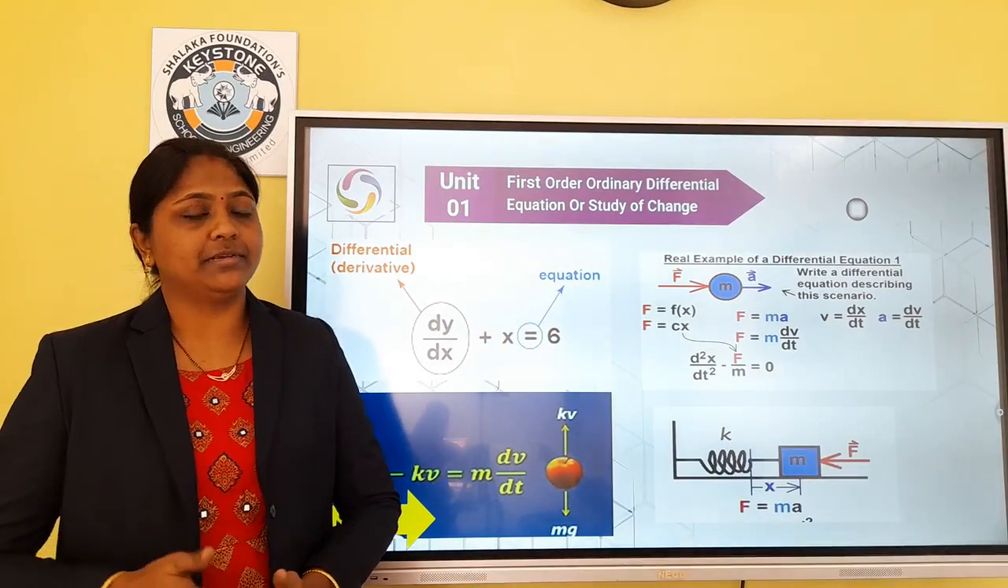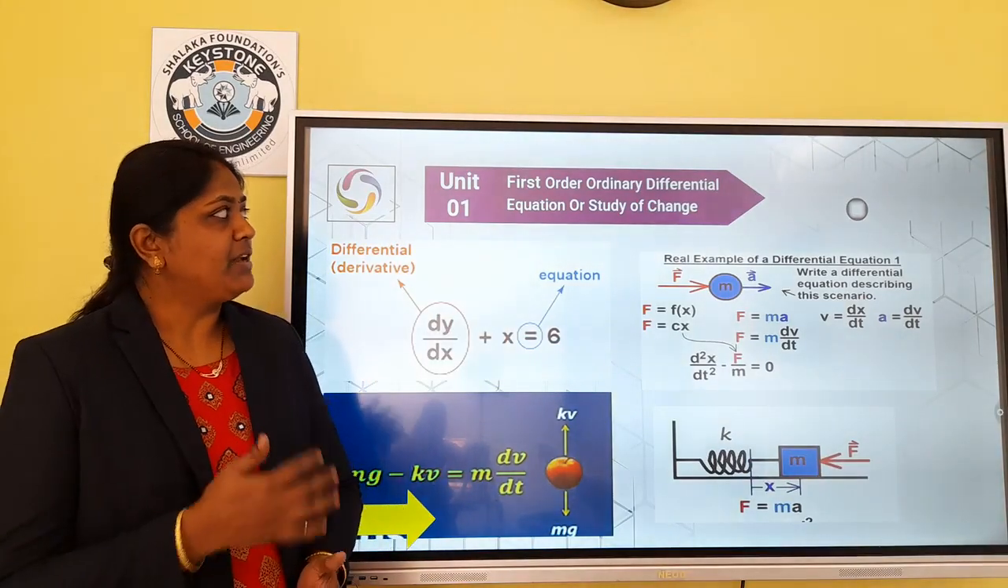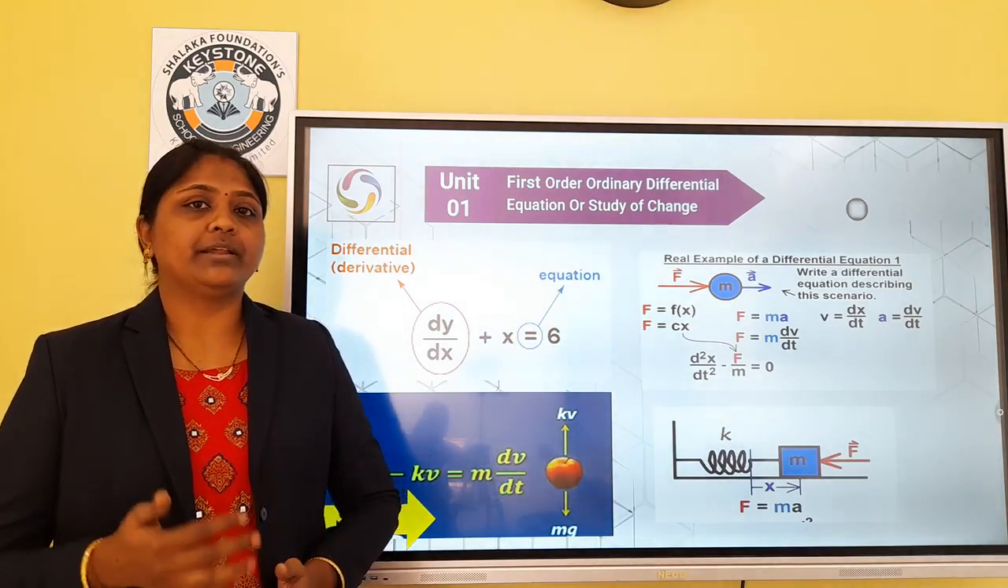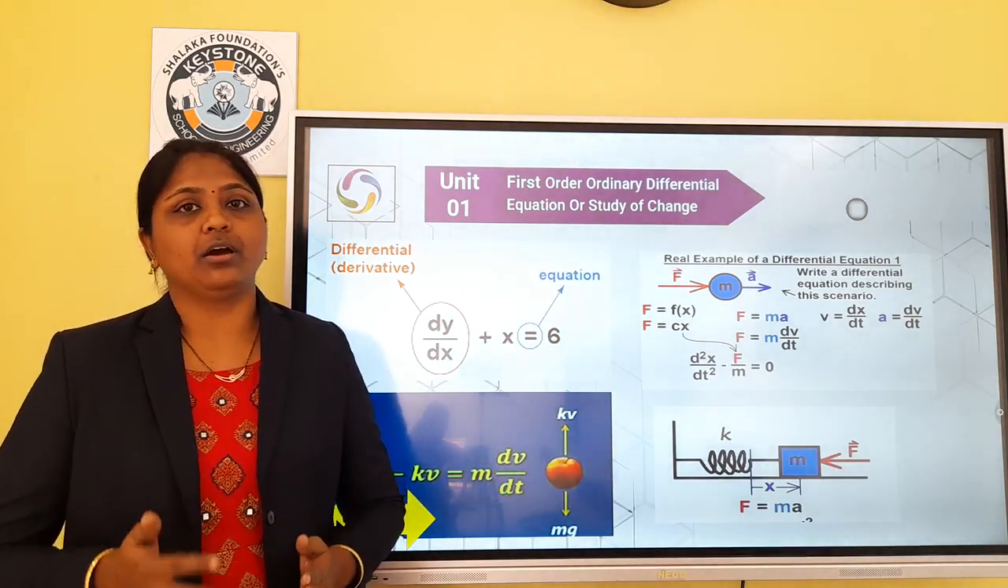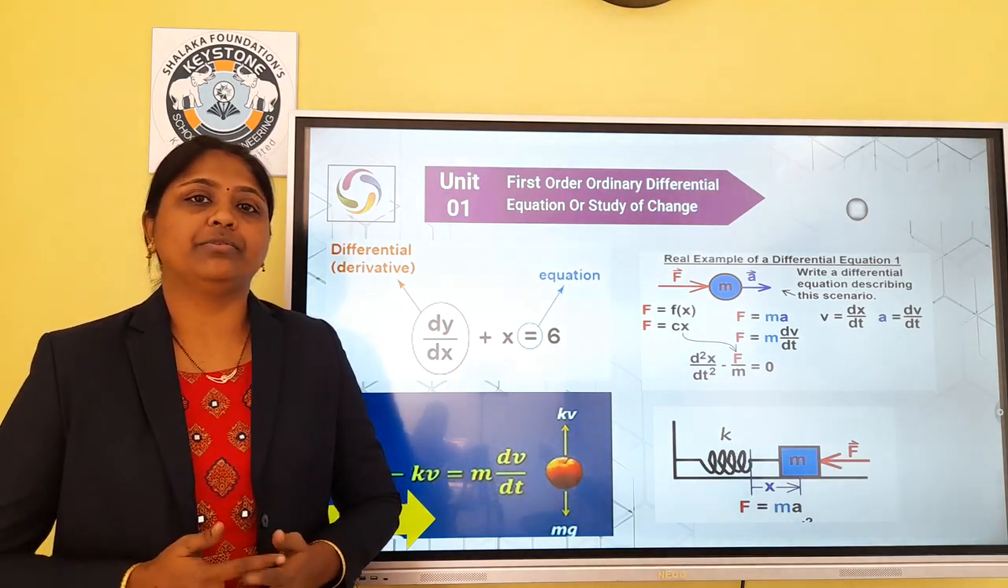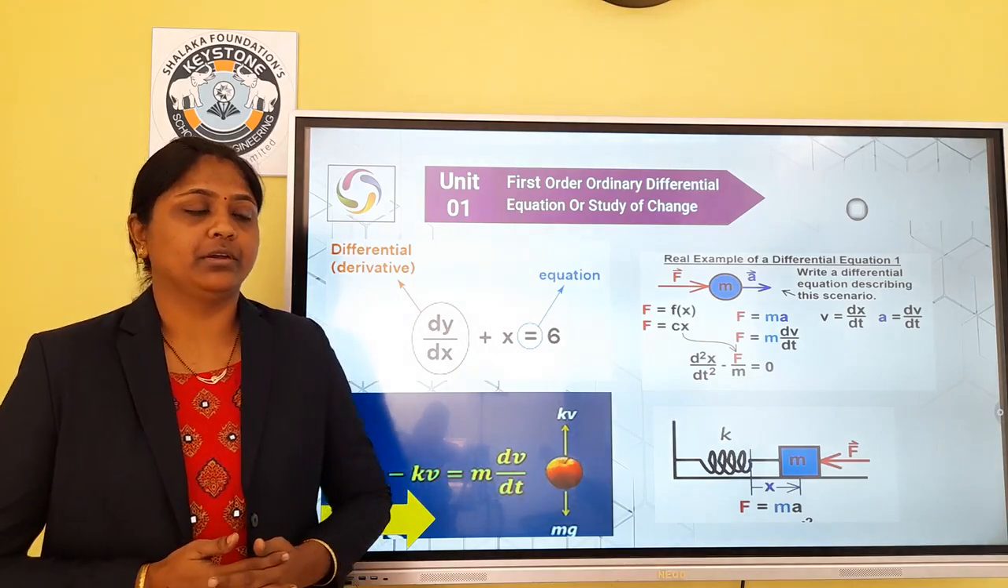In real life, differential equations exist. We are using them in physics here. What is meant by differential equation? This is nothing but the study of change. We are modeling the physical changes with the differential equation. It is just like an app, right?